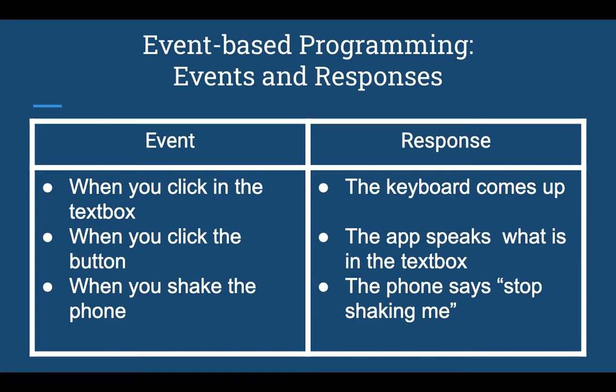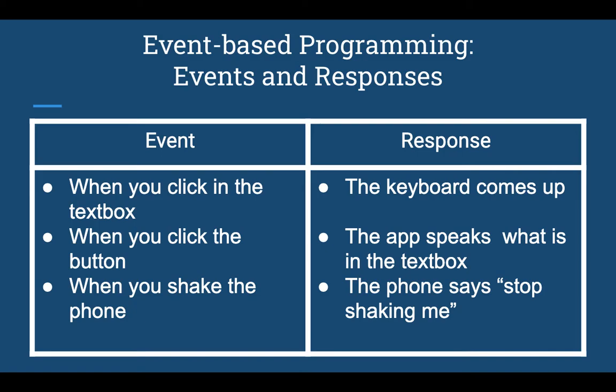Alrighty, so the concept for this week is events. An event is basically anything the user does to trigger an action on the phone. Again, an event is anything the user does to trigger an action within the app. Some very basic examples, which you probably came across in week 1: an event was when you clicked in the text box, maybe the keyboard comes up, or, specific to your app, maybe the app speaks the text that's in the text box, or that may have happened when you clicked a button.